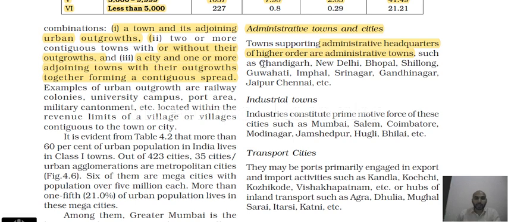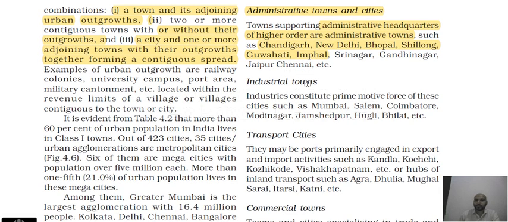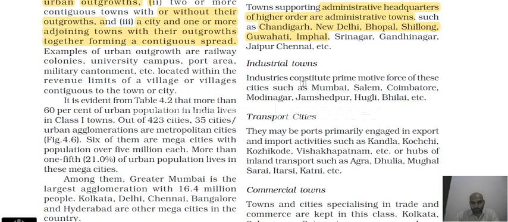Some examples are Chandigarh and New Delhi. Chandigarh has the legislative assembly, the Vidhan Sabha, and the CM also sits there. So that makes it an administrative town and city. New Delhi, Bhopal, and Shillong are examples of administrative towns. So administrative town is clear.